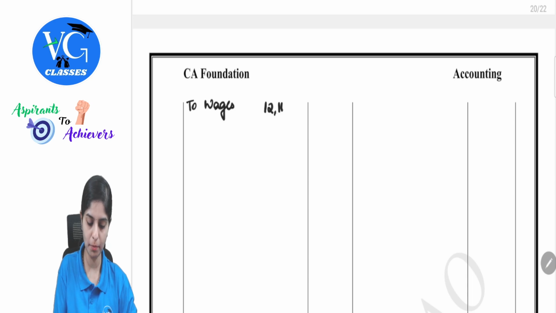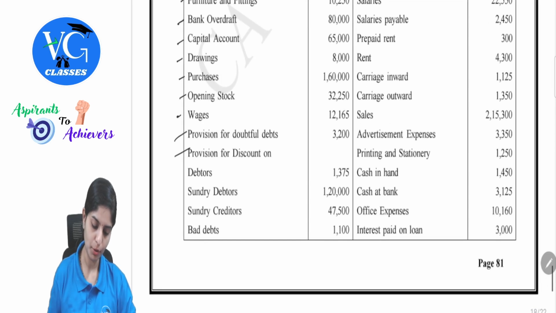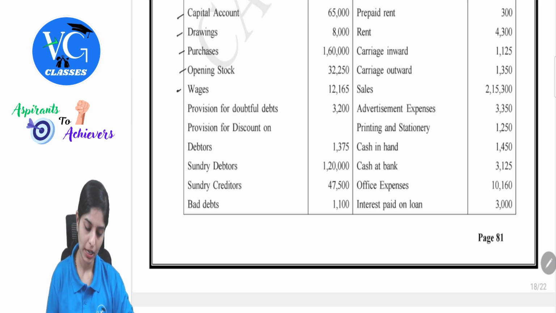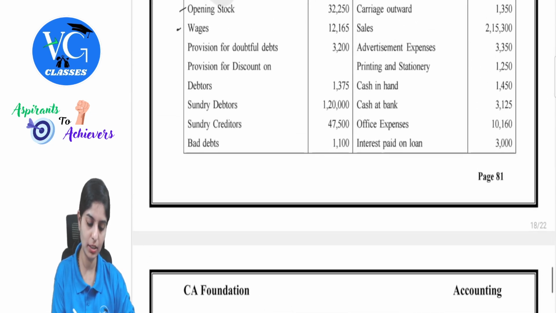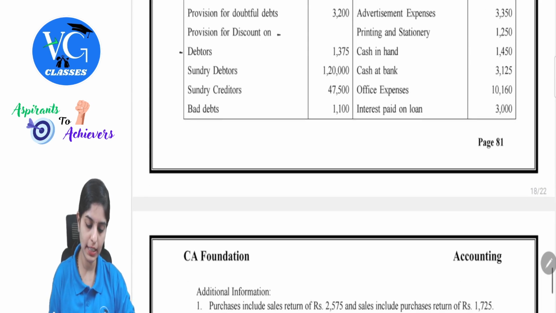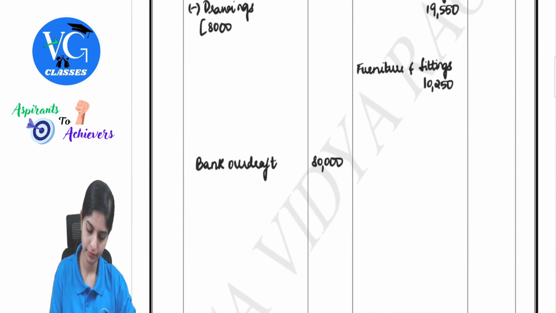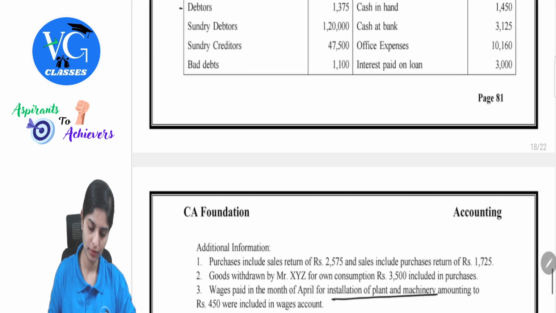I'm writing it in the inner column because there was one error. Next, provision for doubtful debts 3,200. So we will come back to this while we take up the adjustments. Debtors 1,375. Sorry, this is provision for discount on debtors. Sundry debtors 1,20,000. Creditors 47,500.